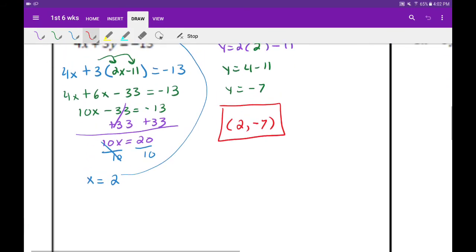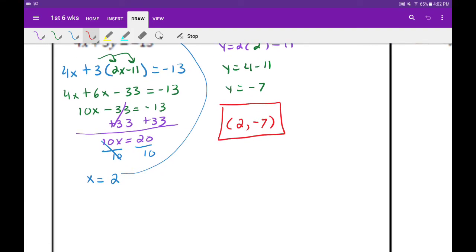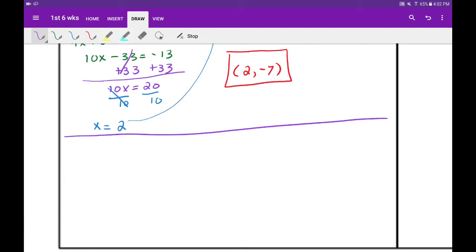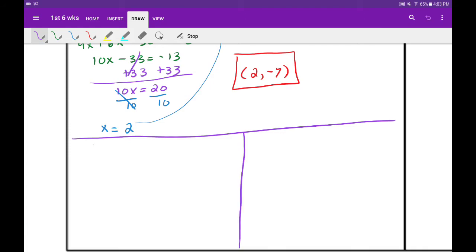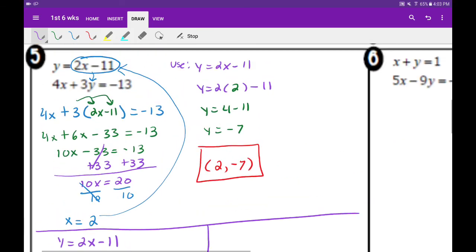Okay, and we can also quickly test this solution using each equation. So y equals 2x minus 11. We'll substitute 2 for the x and negative 7 for the y. So we'll get negative 7 equals 2 times 2 minus 11. So negative 7 equals 2 times 2 is 4 minus 11. Negative 7 equals negative 7. That is true. Okay, test the other equation.